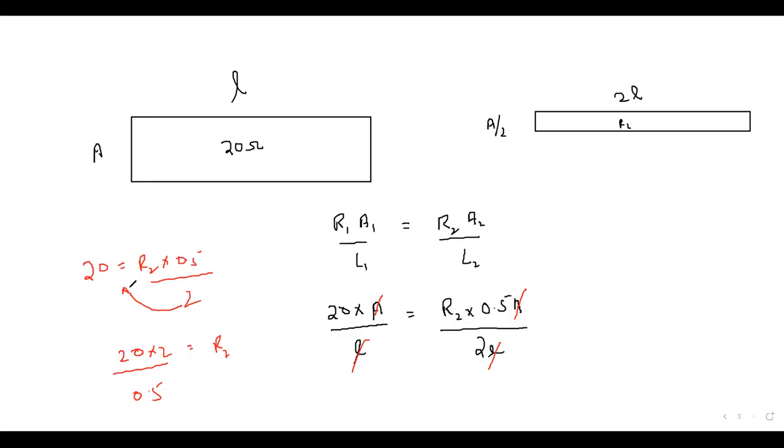this is 20. 20 multiplied by 2, that's 40. And then 40 divided by half is equal to 80 ohms. So this is how we can work out the resistance of an unknown resistor if we know the length and area.